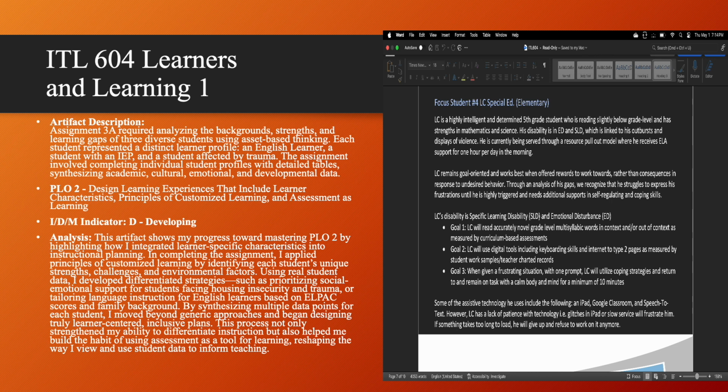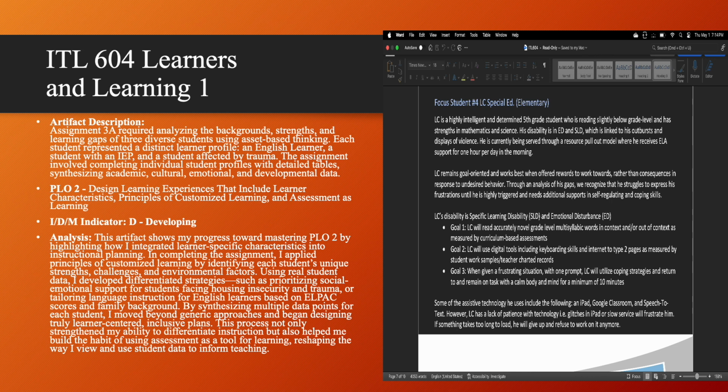In completing the assignment, I applied principles of customized learning by identifying each student's unique strengths, challenges, and environmental factors using real student data. I developed differentiated strategies such as prioritizing social emotional support for students facing housing insecurity and trauma, or tailoring language instruction for English learners based on LPAC scores and family background. By synthesizing multiple data points for each student, I moved beyond generic approaches and began designing truly learner-centered, inclusive plans.